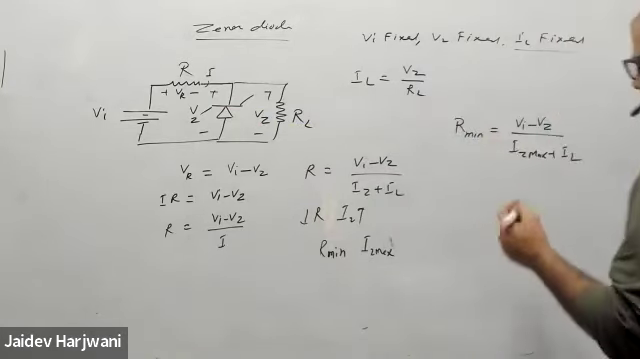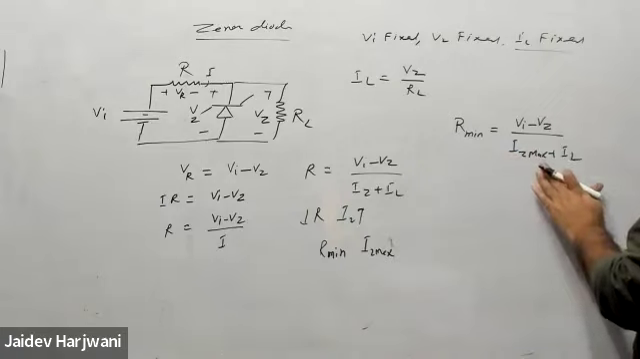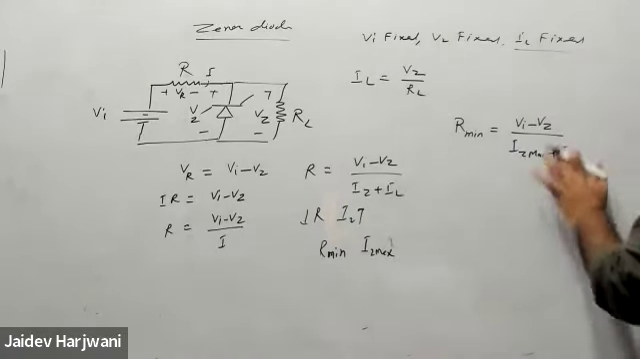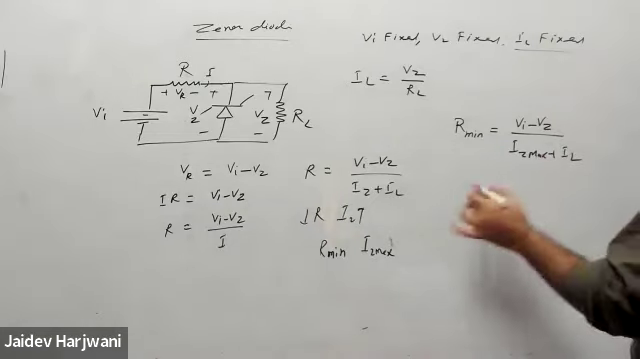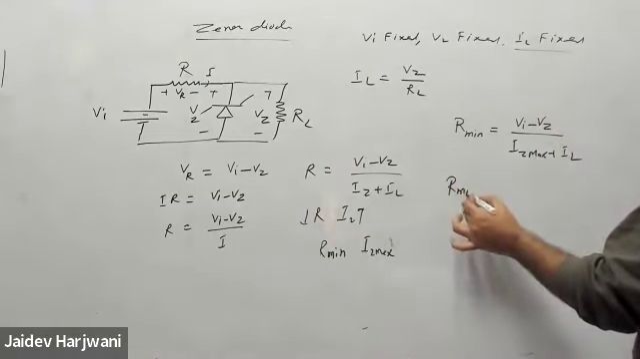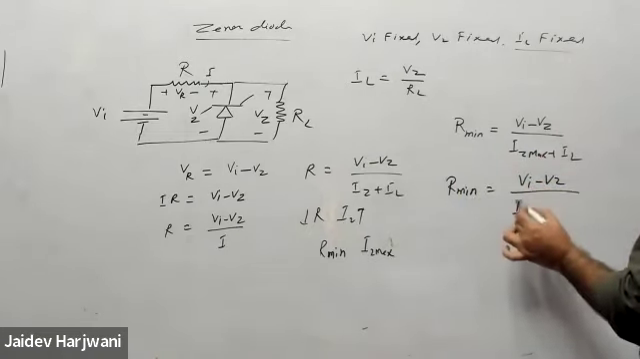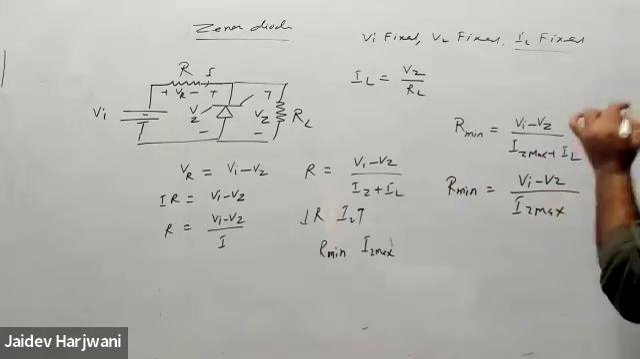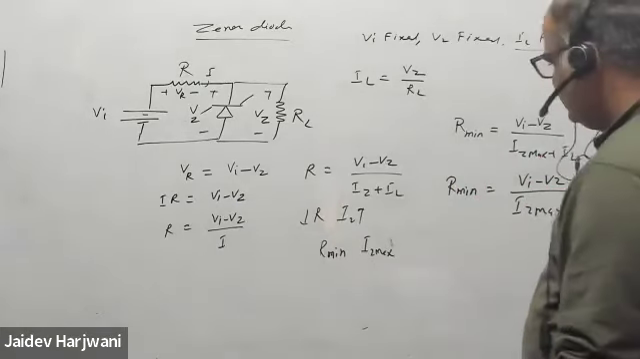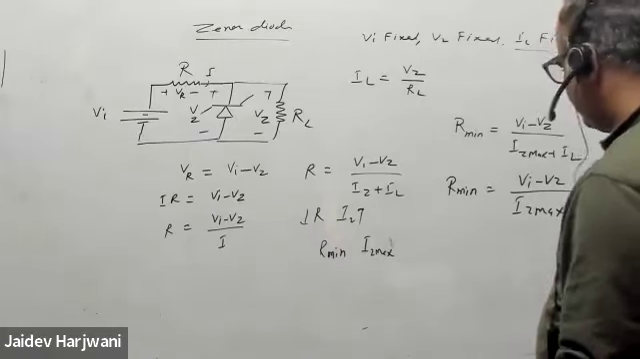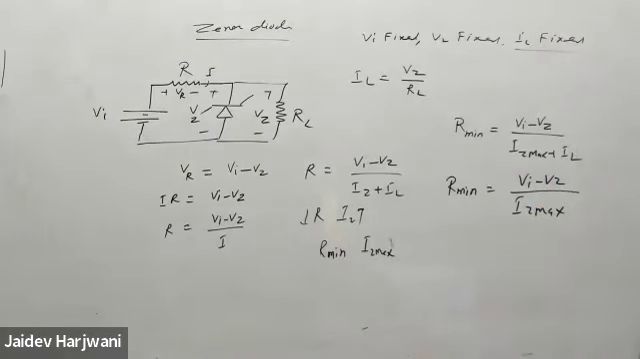So in general, if IZ max is given and IL is fixed, you can use this formula. Sometimes in the question, IL will not be given. That time also you can keep your R minimum equal to VI minus VZ upon IZ max. You can use this limit. So this is the formula for R minimum.